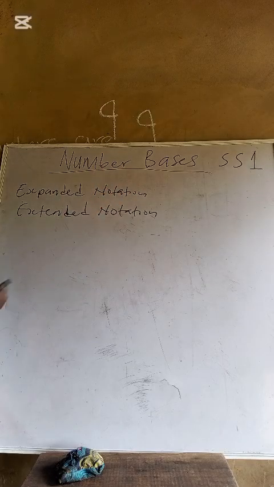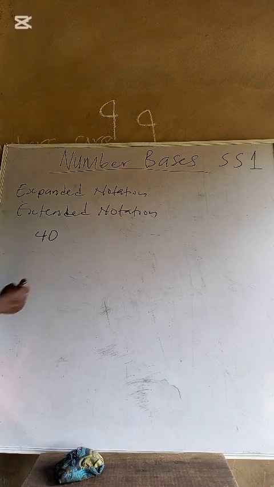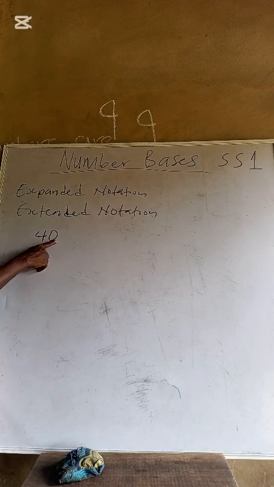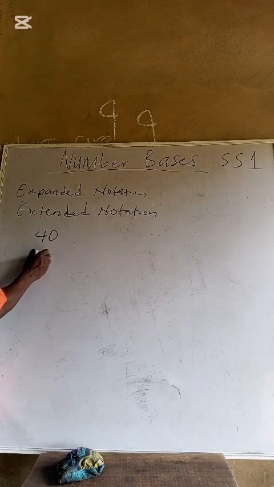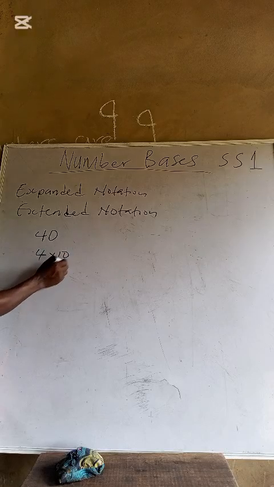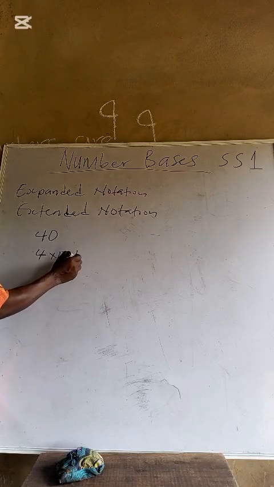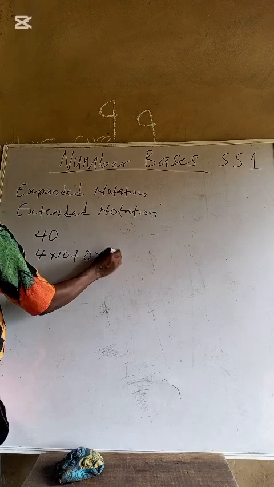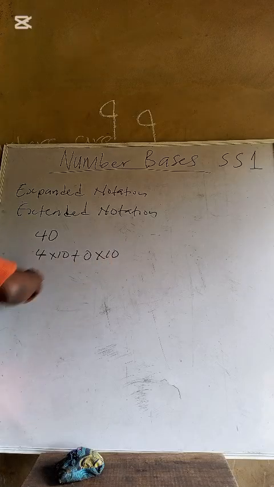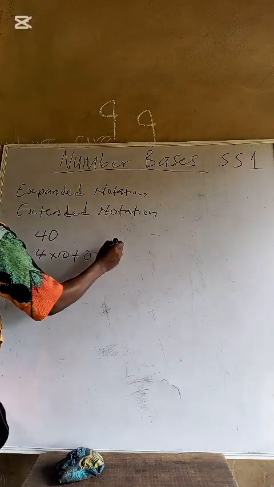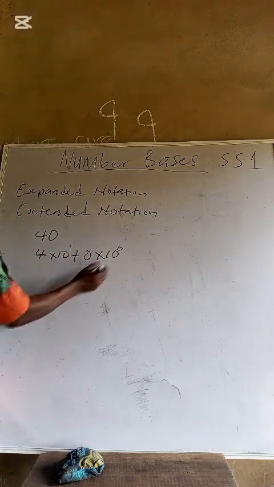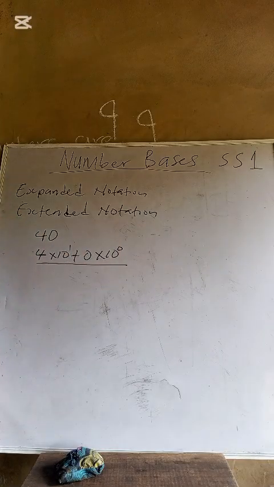For instance, 40. Nothing is written here, it means base 10. To expand it, you have 4, because 10 is the base, you times 10, plus 0 multiplied by 10. Then you start writing the powers 0, 1 from your right-hand side. This is what we call the expanded form of 40.